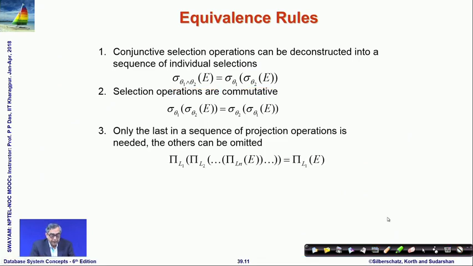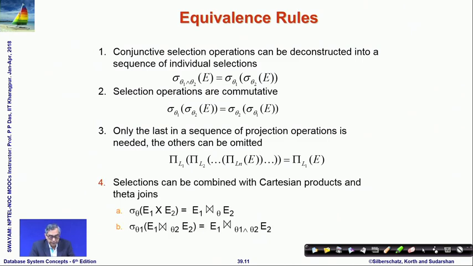There could be others. For example, if you have a sequence of projections, then naturally in that sequence the last projection that you have done is what is retained. So, if we have a sequence of projections, that is simply doing the last projection; all other projections can actually be ignored. The selection can be combined with Cartesian product and theta join also, that is, taking a Cartesian product and then doing a selection is equivalent to doing a theta join.